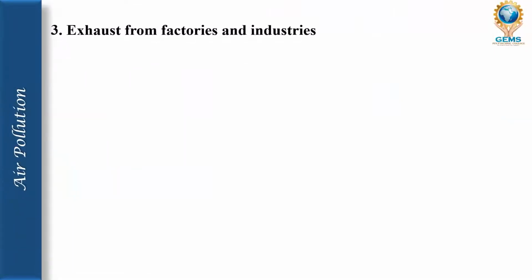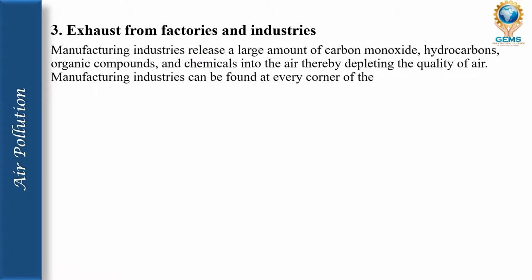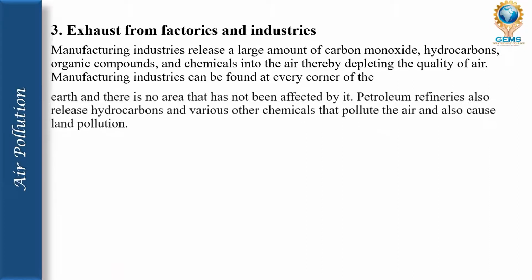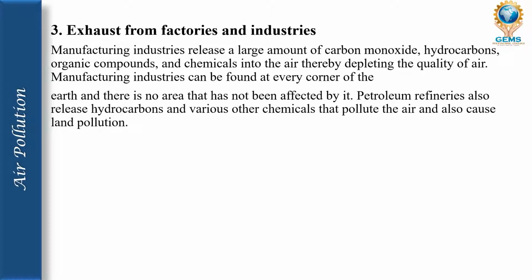The next one is the exhaust from factories and industries. As we discussed in the fossil fuels slide, the same thing is happening. Manufacturing industries release a large amount of carbon monoxide, hydrocarbons, organic compounds, and chemicals into the air, thereby depleting the quality of air. Manufacturing industries can be found at every corner of the earth, and there is no area that has not been affected by it. Petroleum refineries also release hydrocarbons and various other chemicals that pollute the air and also cause land pollution.